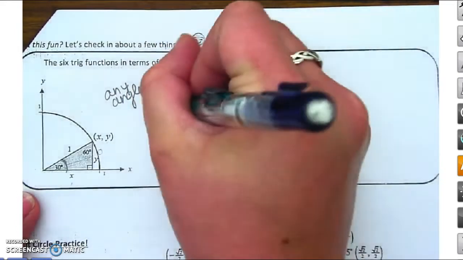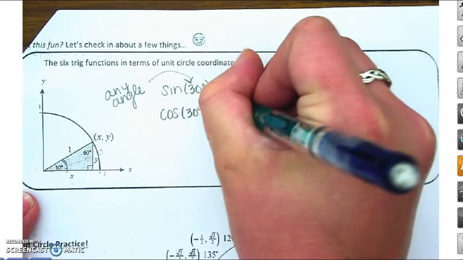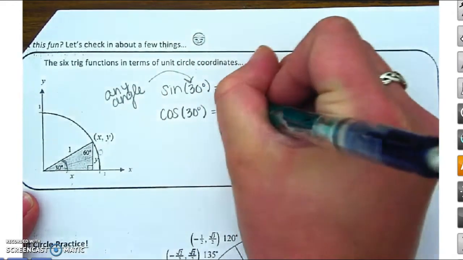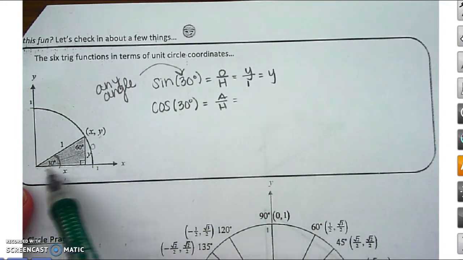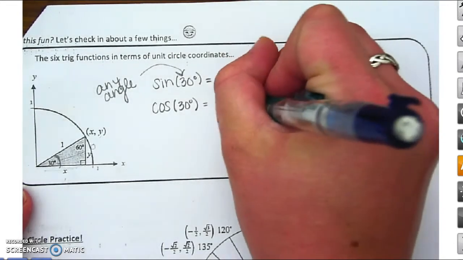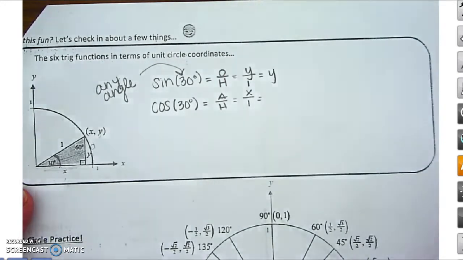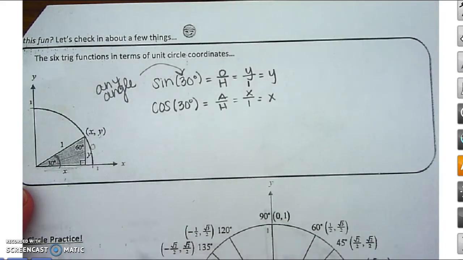When we look at cosine, that was a over h. And in this example, our adjacent would be x, and our hypotenuse is still 1. So cosine is actually going to be whatever the x part of your coordinate is.